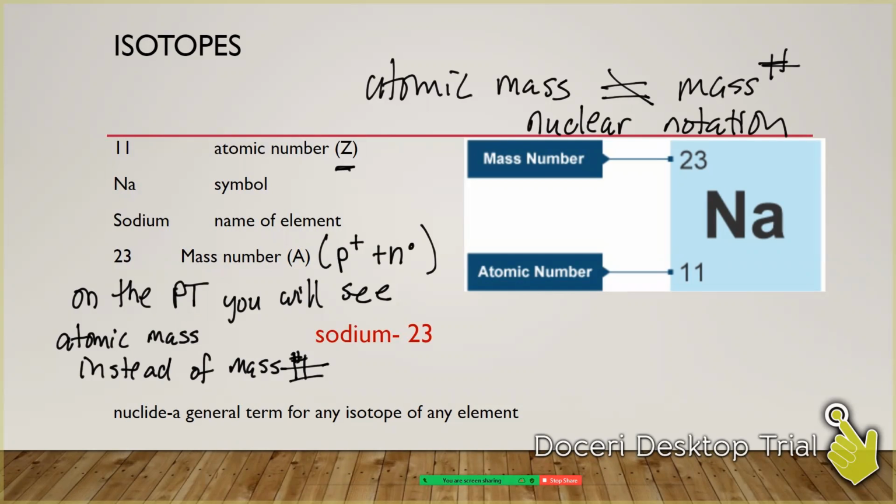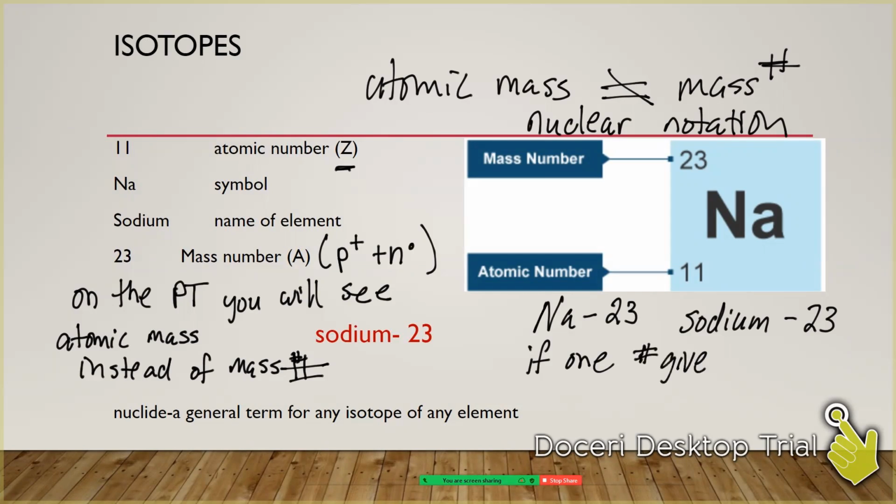So the bottom number is going to be the atomic number, and the top number is going to be your mass number. You may also see it as Na-23. That's a dash, not a negative sign. Or sodium-23. If there's only one number given, it's always the mass number. And the reason, once again, is that I can always get the atomic number off the periodic table.